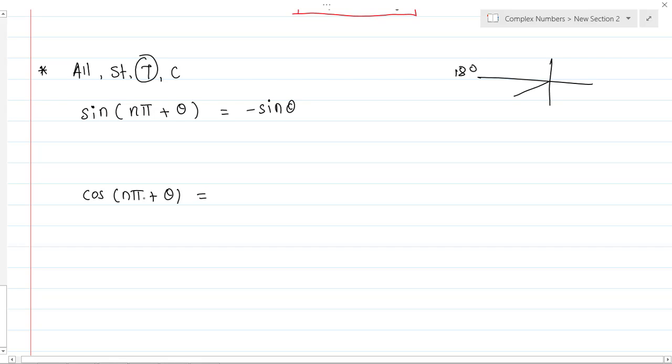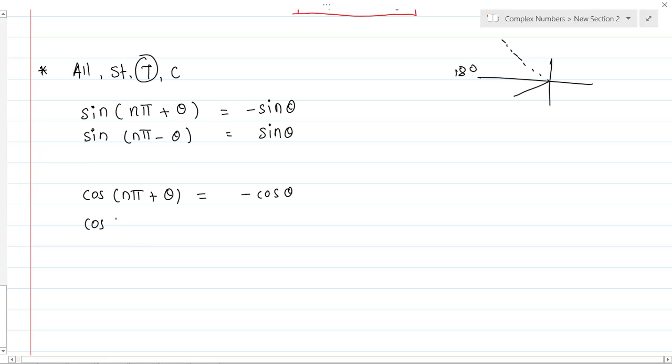What about this, cos of n pi plus theta? This also lies in the third quadrant, and in the third quadrant again the cos is also negative. Sine of n pi minus theta, this is equal to what? N pi minus theta means you are coming in the second quadrant. So in the second quadrant, is sine positive or negative? Sine is positive. So what will I write? I will write sine theta.